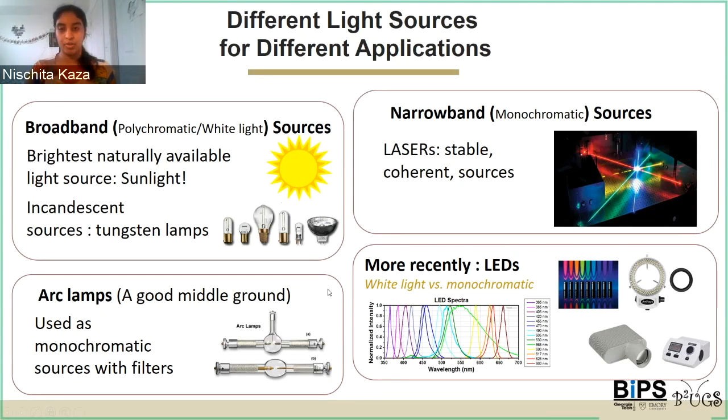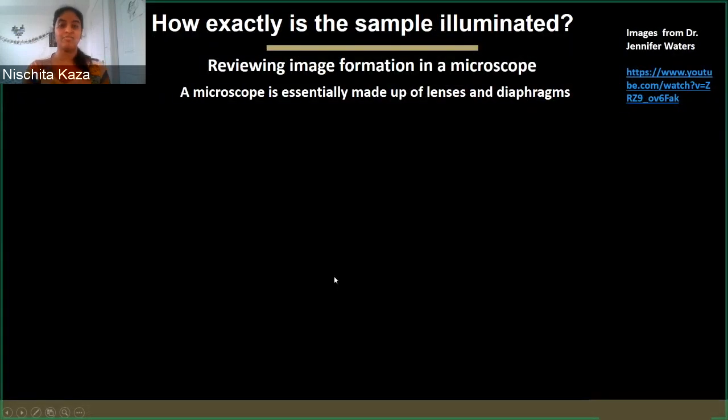Okay, so now that we have a sense of these different example sources, let's see what we need to do to be able to relay light from these sources or lamps to actually illuminate our sample. And so in order to answer the question of how our sample is being illuminated, it's useful to review some of the important concepts of image formation in a microscope.